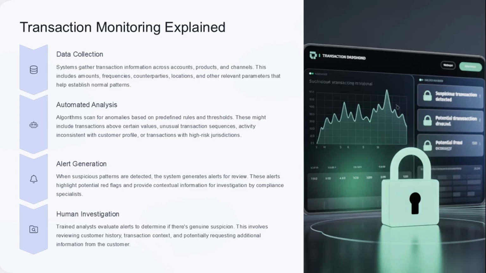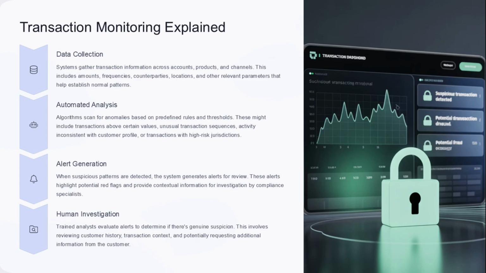Transaction monitoring involves collecting data on access, products, and channels, using automated analysis to detect anomalies. Alert generation occurs when suspicious patterns are detected, prompting human investigation to determine if there's genuine suspicion.